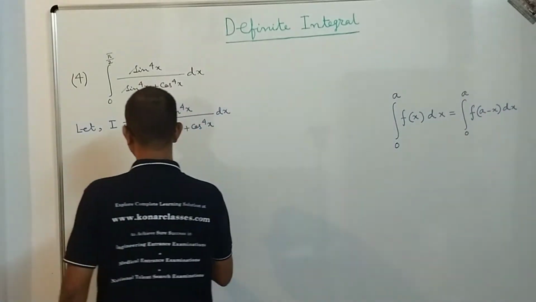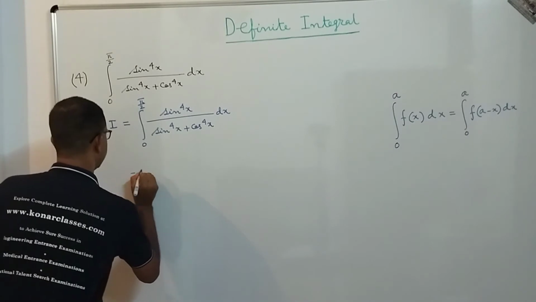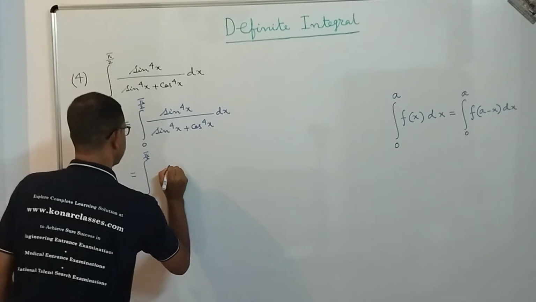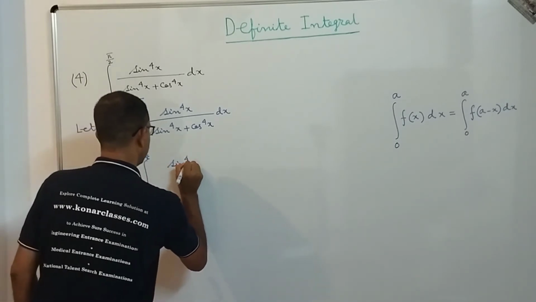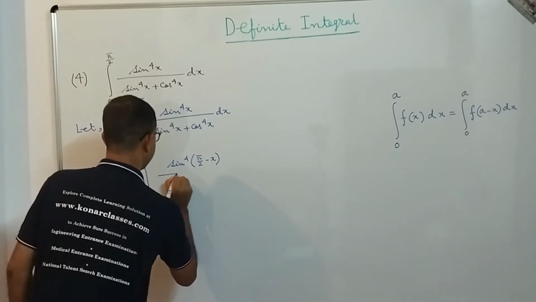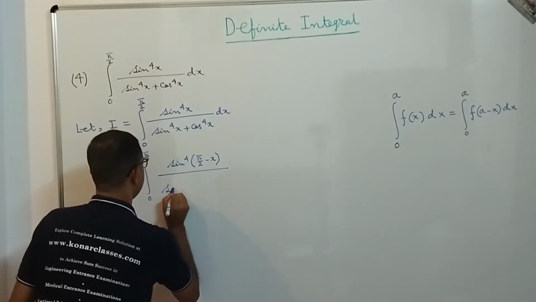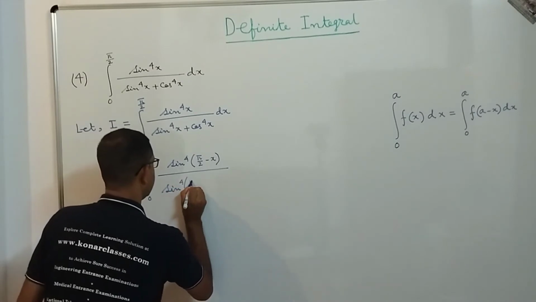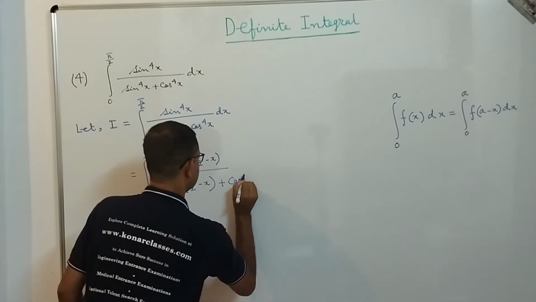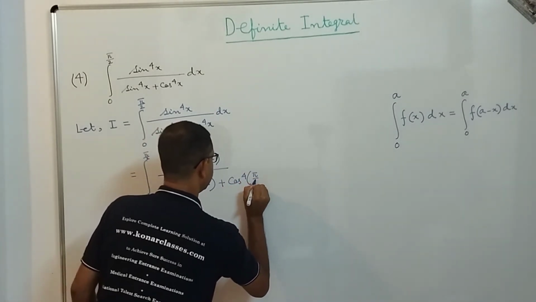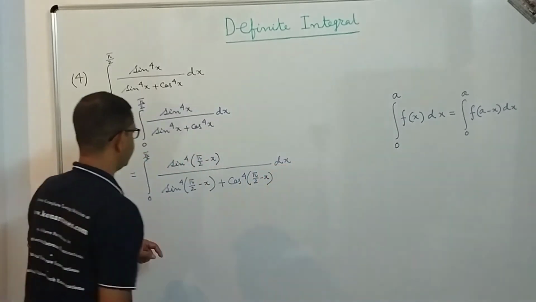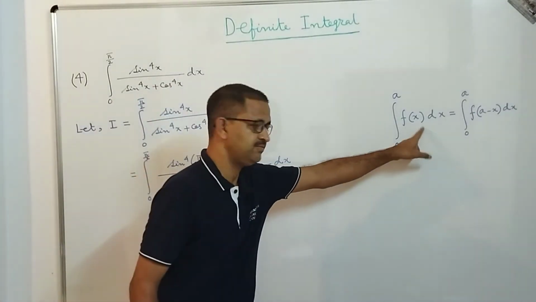So what can we write here? This is equal to, we can write, integration 0 to pi by 2 of sine to the power 4 (pi by 2 minus x) divided by sine to the power 4 (pi by 2 minus x) plus cos to the power 4 (pi by 2 minus x) dx, correct, as we use this property.